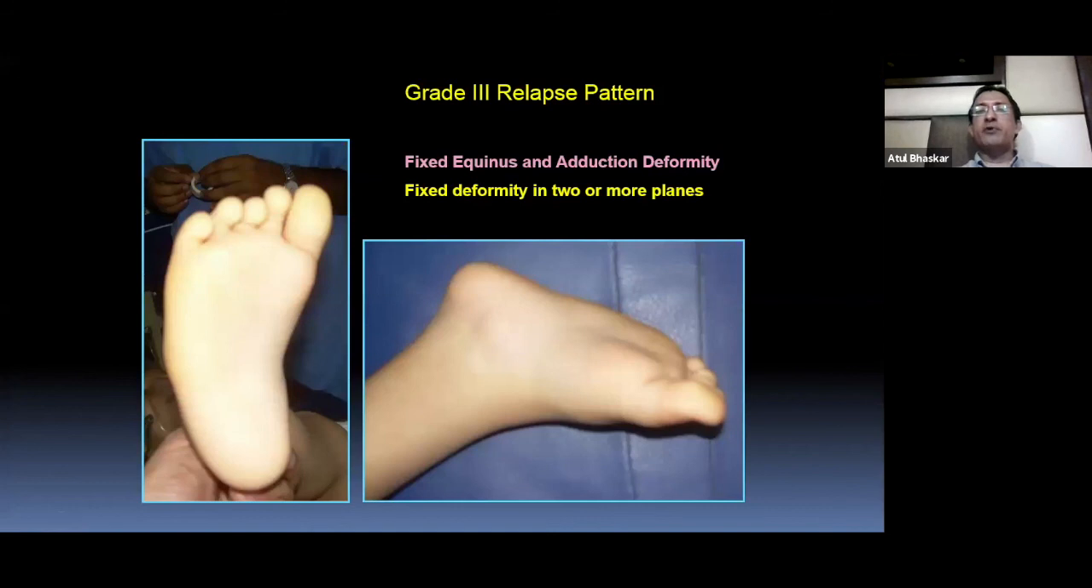This is an example of the grade 3 relapse. Again, you can see the deformities in all three planes. So midfoot deformity, equinus, where there are deformities in two or more planes. This is where they will need a full release.